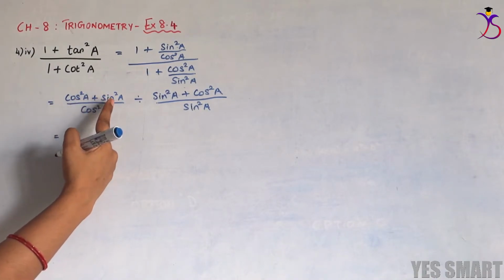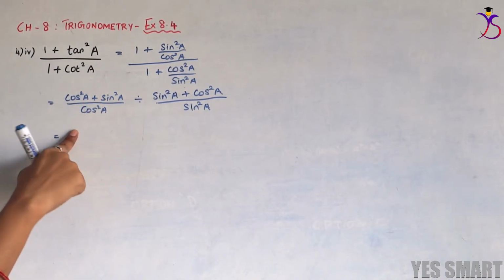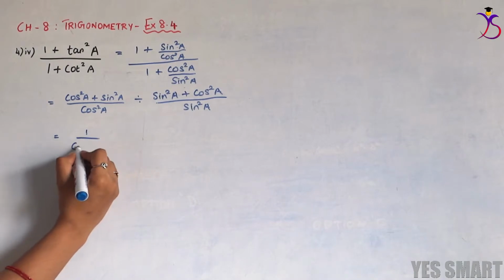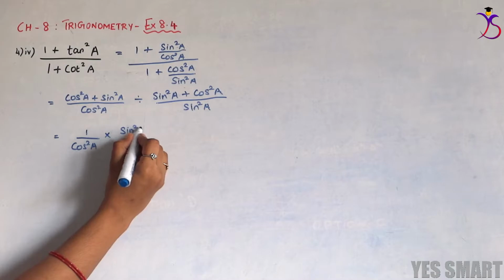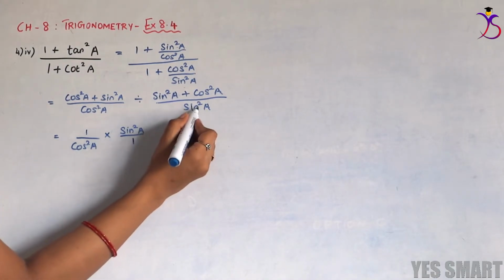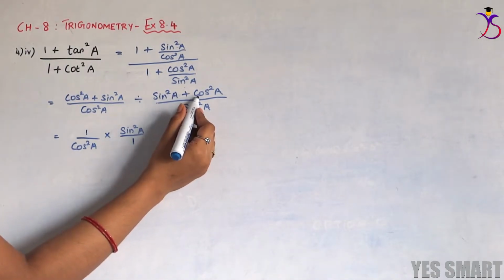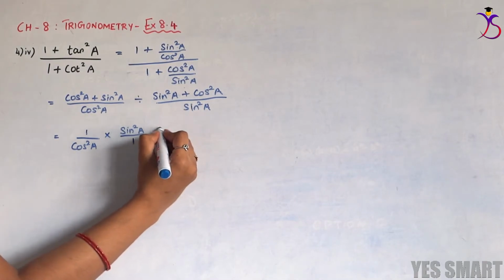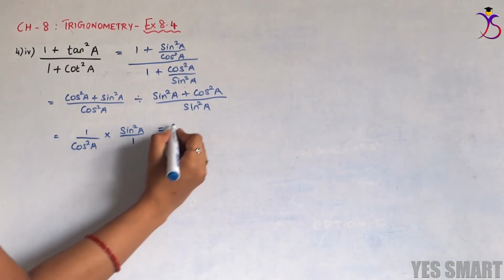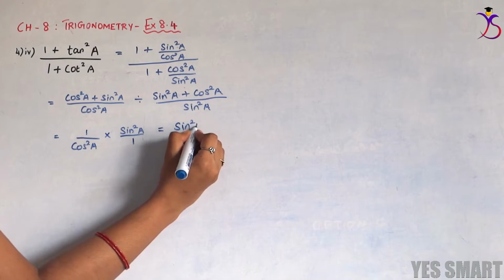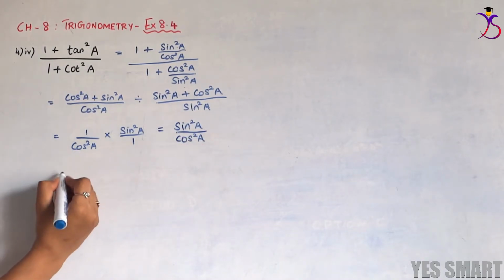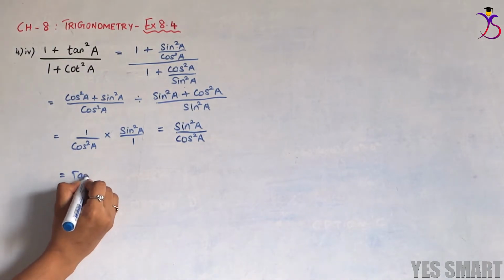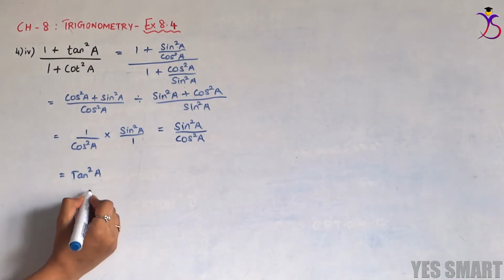We know that cos square theta plus sin square theta equals 1. So I'm just writing 1 by cos square a. This division turns to multiplication. After the reciprocal, this sin square a comes in the numerator, divided by sin square theta plus cos square theta, which is 1. So I'm just writing 1 here. On multiplying it, I'll get sin square a by cos square a, which is tan square a. Therefore option D.